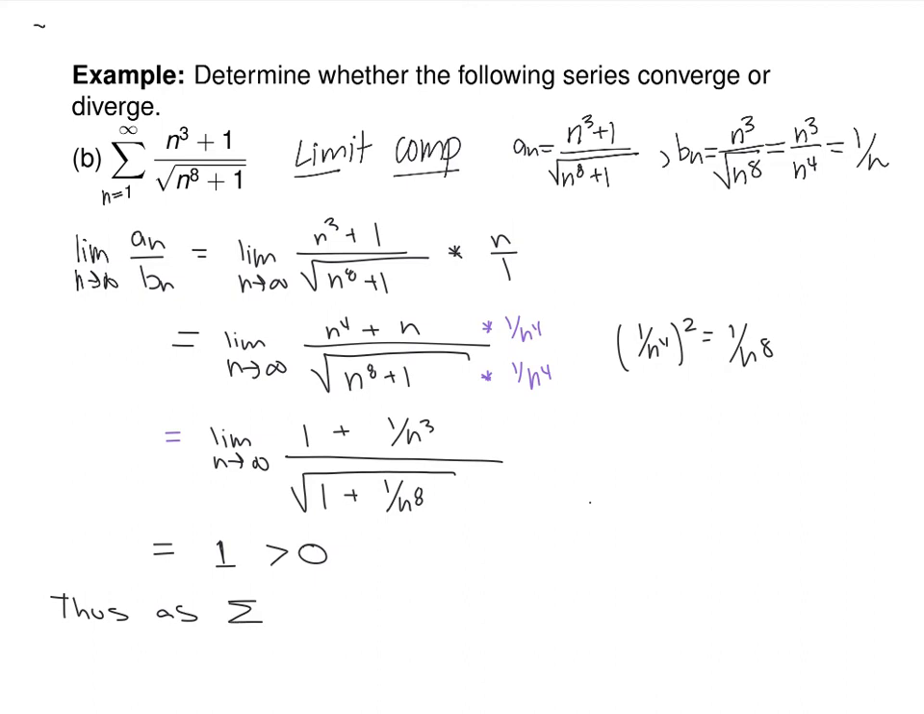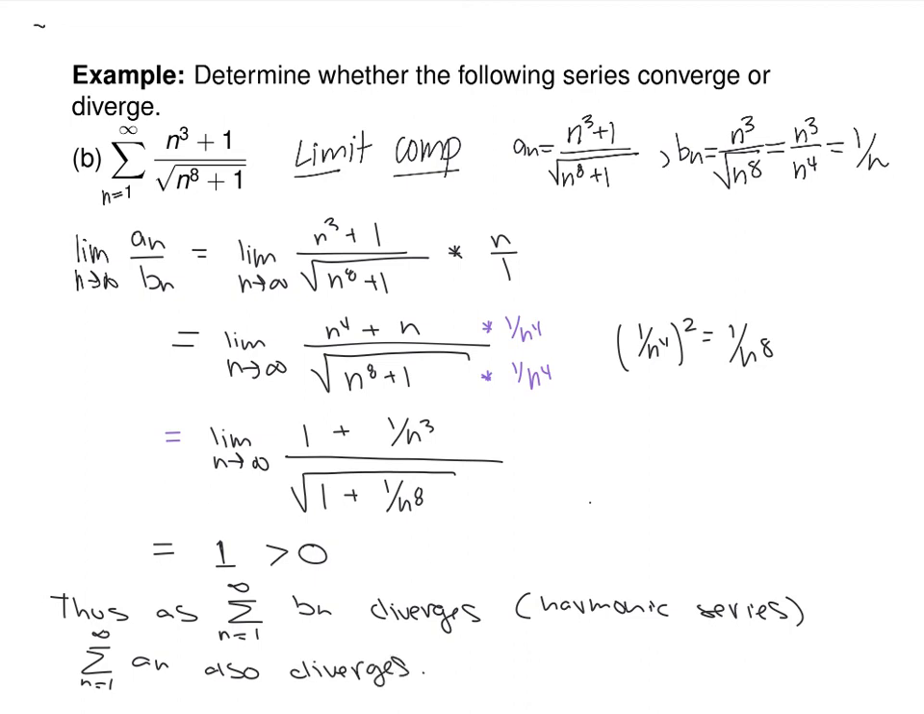Thus, as the sum from n equals 1 to infinity of bn diverges, remember that's the harmonic series, the sum from n equals 1 to infinity of the an's also diverges. If you do use this shortcut notation, make sure that you actually give it a summation symbol, because if you don't, you're talking about a sequence and not a series, and the conclusion is different. So you have to make sure that you put a summation symbol if you think you're talking about a sum.